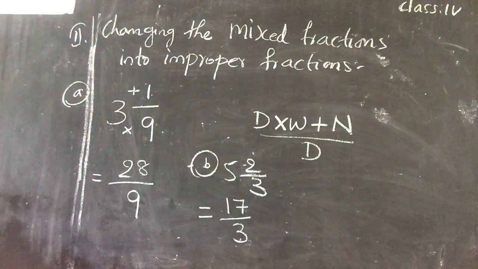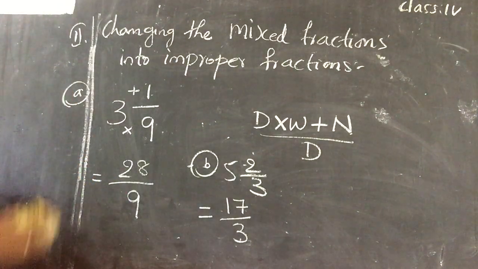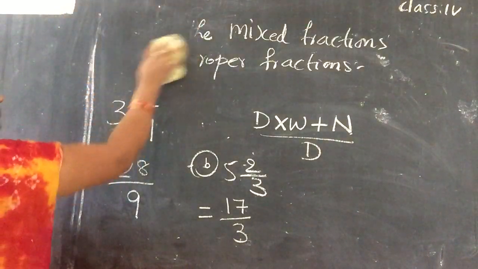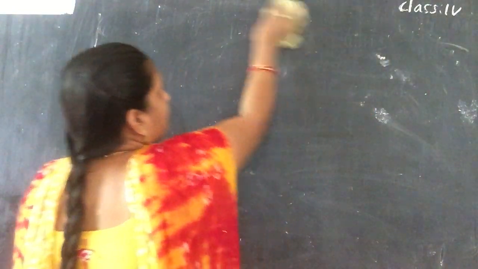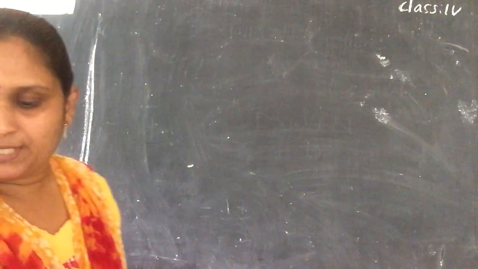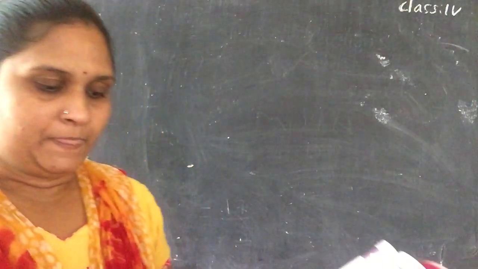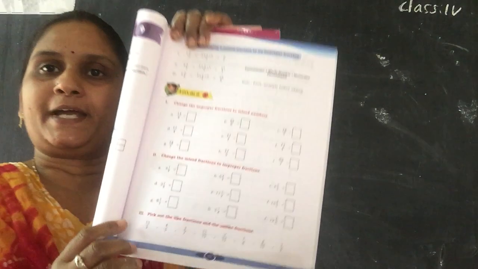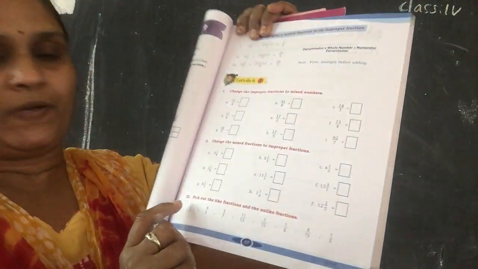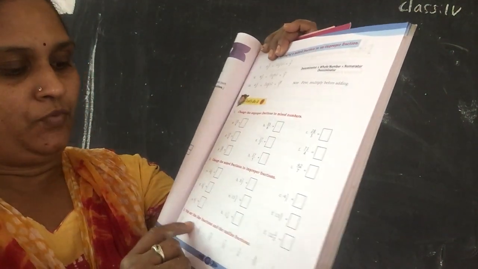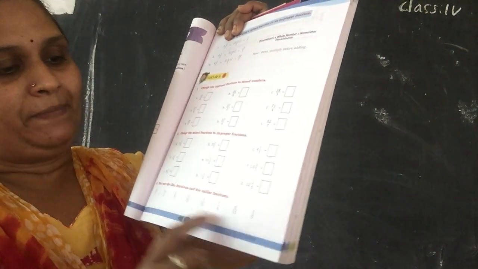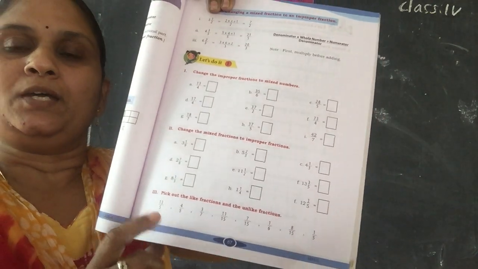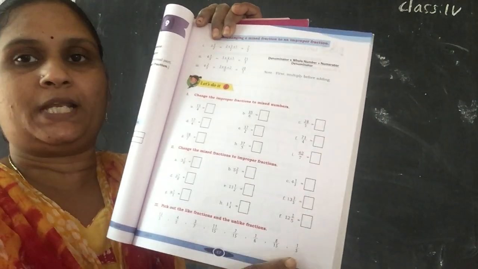Next, last section, Roman number 3. Pick out the like fractions and unlike fractions, children. Here all the fractions observe clearly. First one will be the 13 by 5, 4 by 5, 3 by 7, 11 by 15, like that some numbers are there. So you have to write which are like fractions and which are unlike fractions.